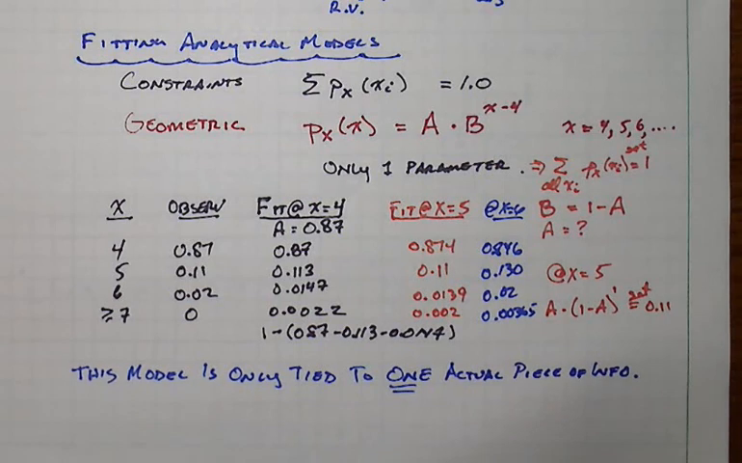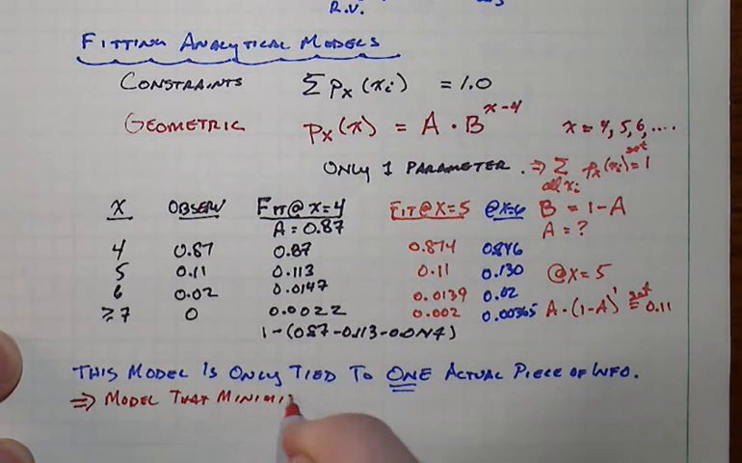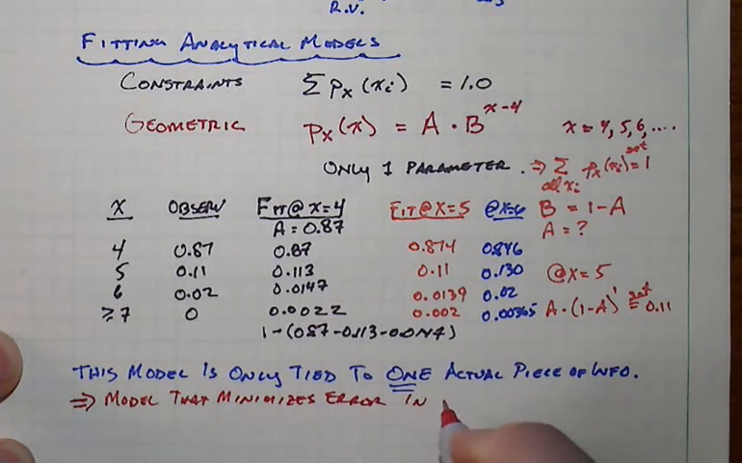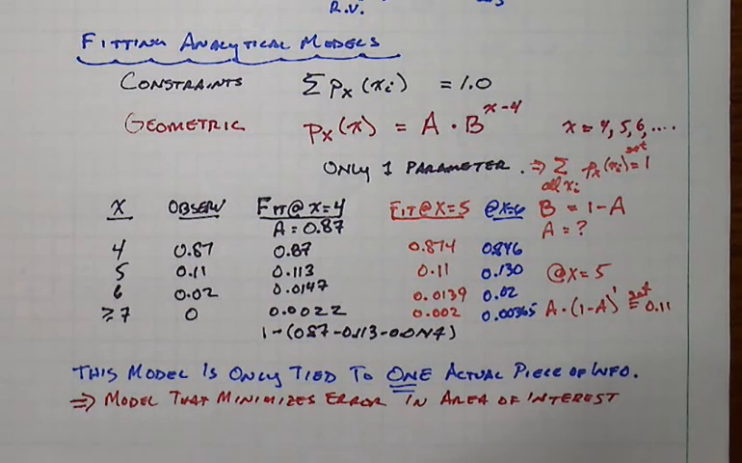And so now you've got to ask yourself, well, wait a minute, what's my real goal here? And, you know, in the end, what you really want is a model that minimizes error in the area of interest. Right? This is all about models. It's not about the real thing. It's about an artificial representation of the real thing.